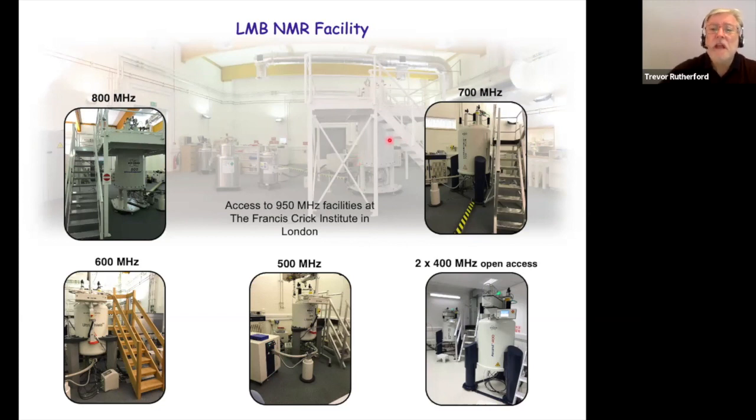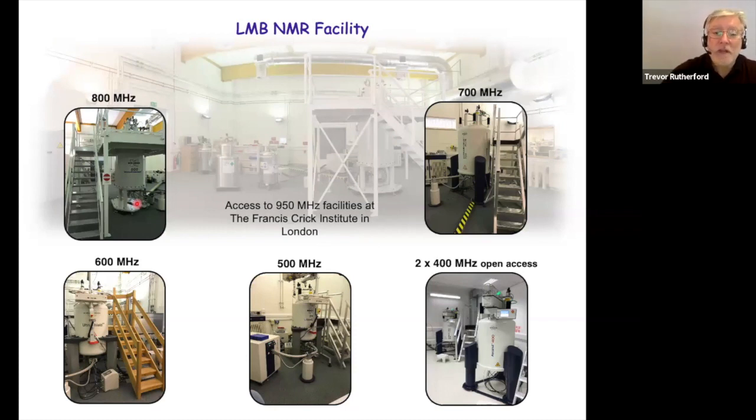But we have different spectrometers operating from 400 megahertz that is used to support the organic chemistry efforts through 500, 600, 700, and 800 megahertz. And we also have access to state-of-the-art 950 megahertz facilities. We're one of the major external users of the Francis Crick Institute NMR Centre in London. So basically, all of these machines are configured for observing proteins that are labeled with the stable isotopes C13 and N15.